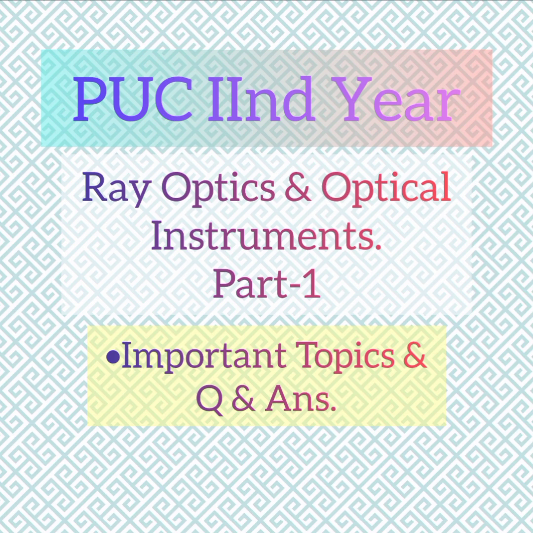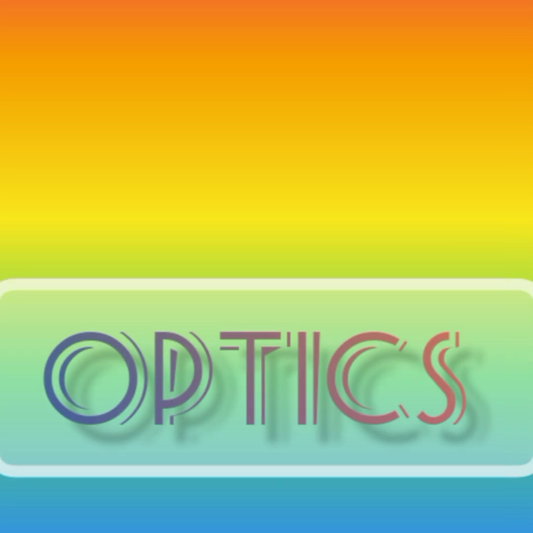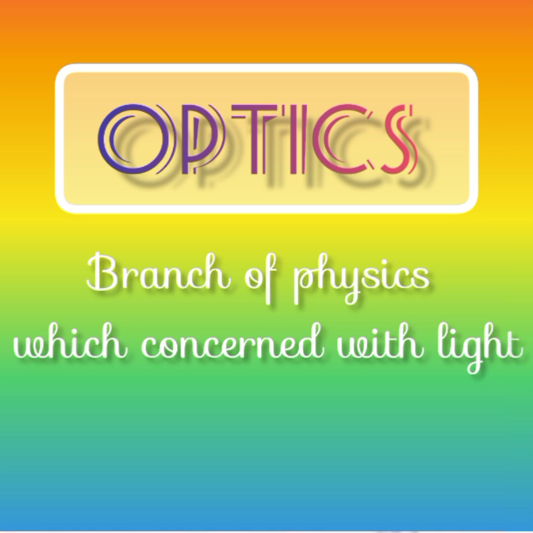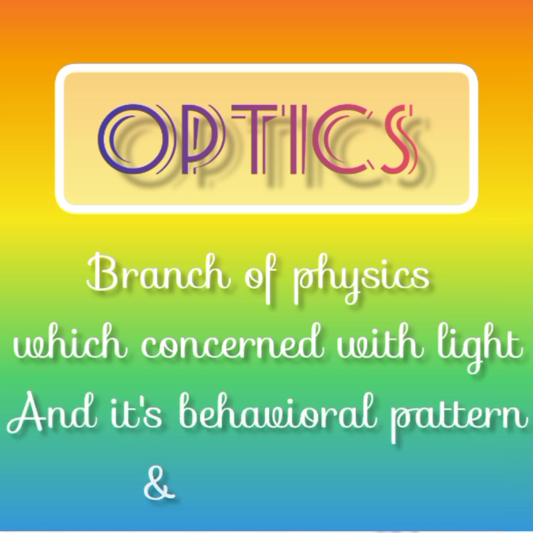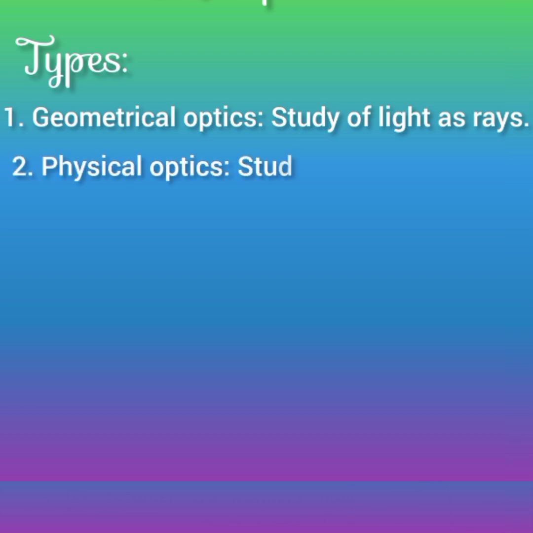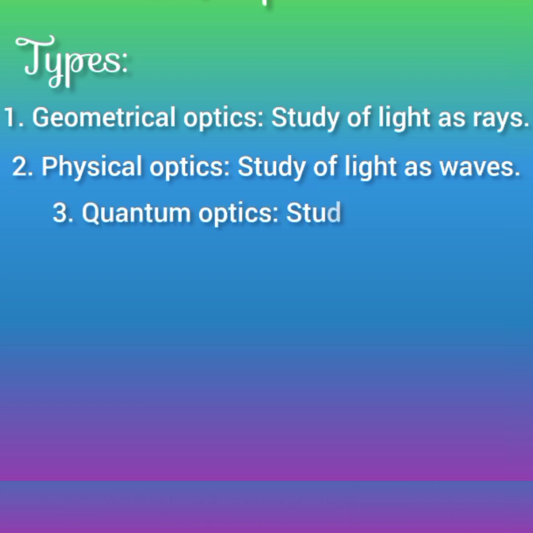First of all, what do you mean by optics? That one is the branch of physics which is concerned with light and its behavioral pattern and properties. There are three types of optics. First one, it is geometrical optics that gives the study of light as rays. Second one, it is physical optics that gives the study of light as waves. Third one, it is quantum optics that gives the study of light as particles.